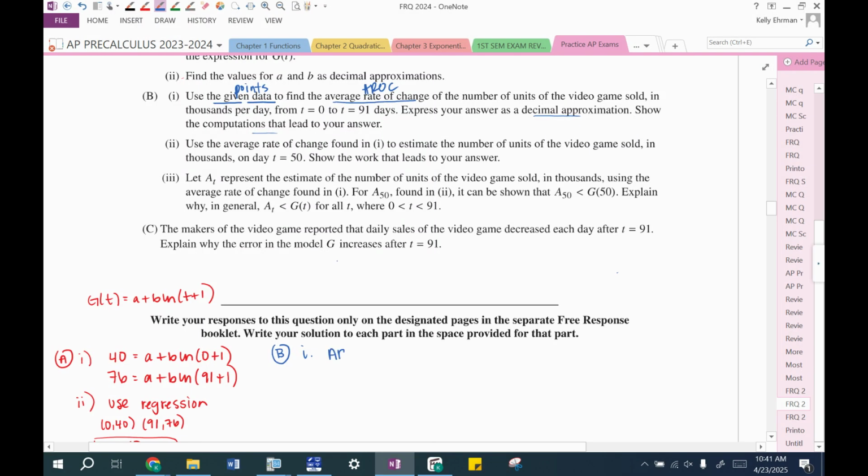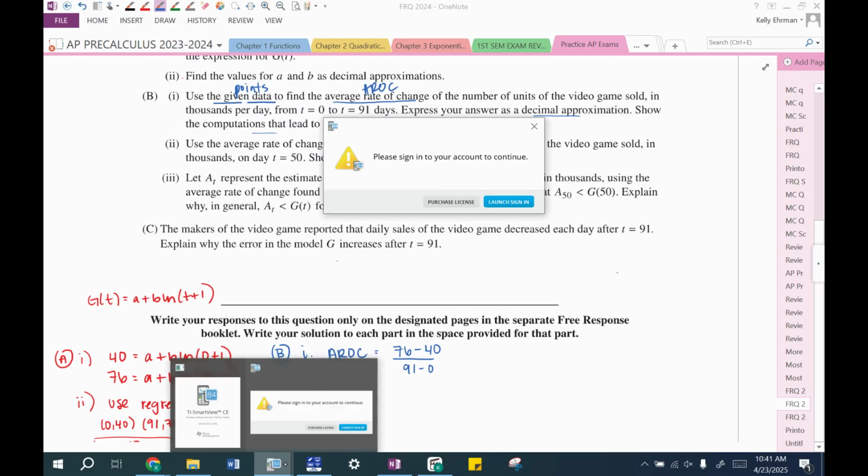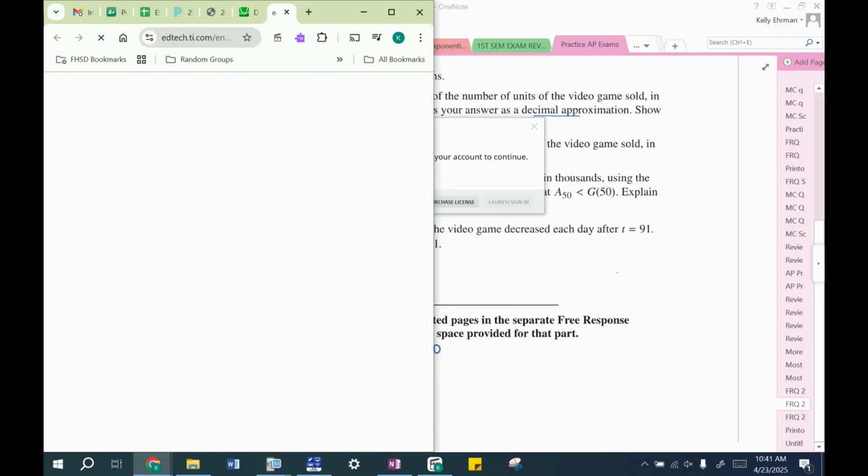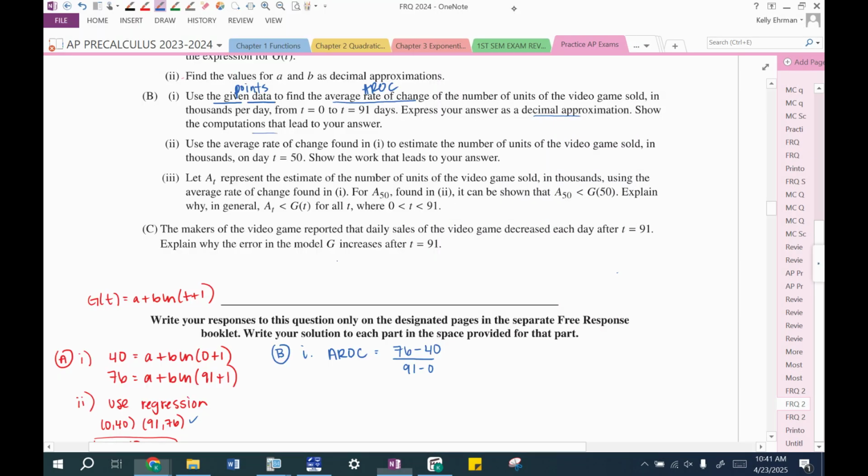Remember our formula for AROC. AROC is just a slope between 2 points. We're using these 2 points here. So it's 76 minus 40 over 91 minus 0. And again, you're allowed to have your graphing calculator. Oh, I probably need to sign into this. Sorry, I'm not going to use my graphing calculator because it's not signed in. You can still just use Desmos.